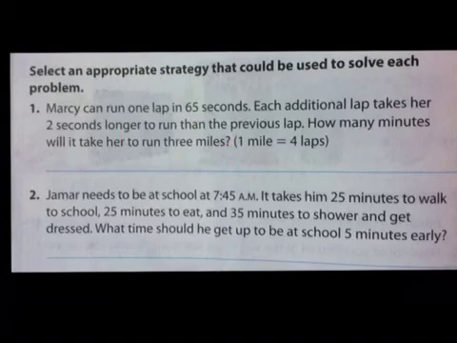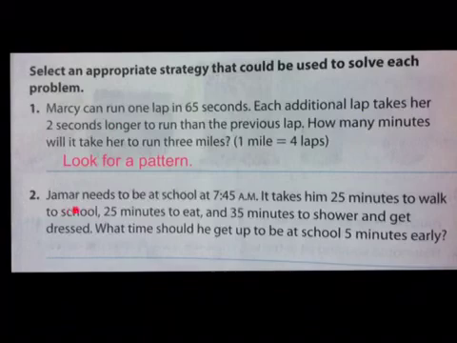So how would we look for this? Well, I can think of a couple of ways. I could make a table because I'm a visual learner, and it would be easier for me to continue to make a table per lap, and I keep adding 2 seconds each time to my time. I could also make a graph, or I could look for a pattern.